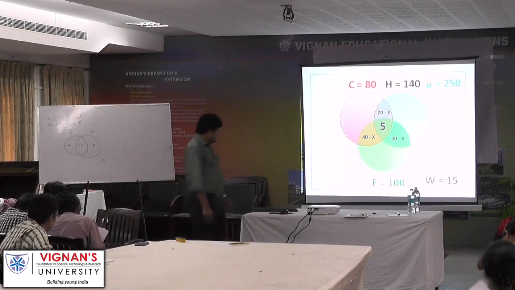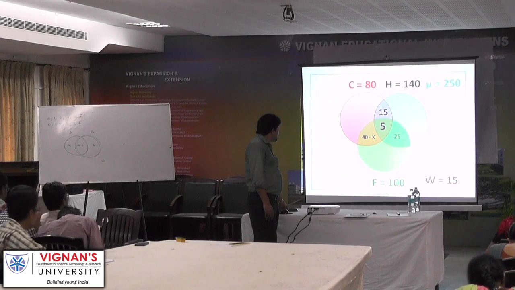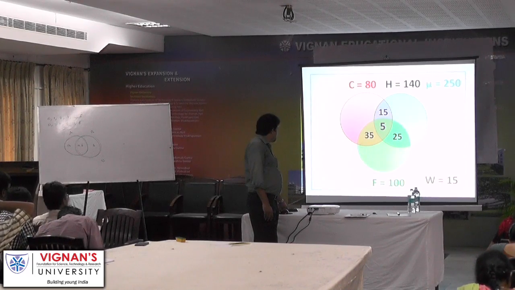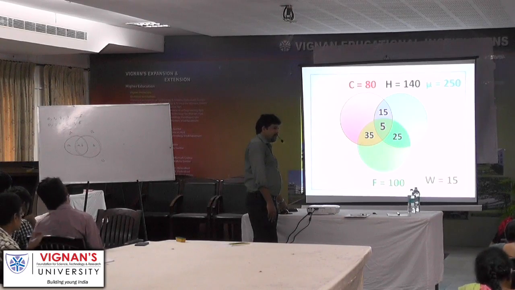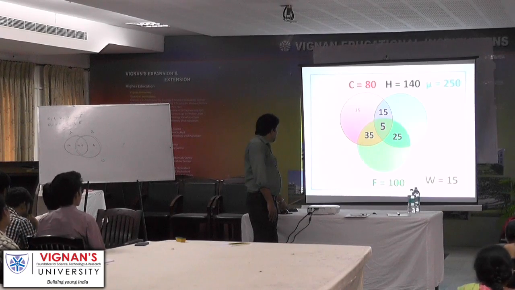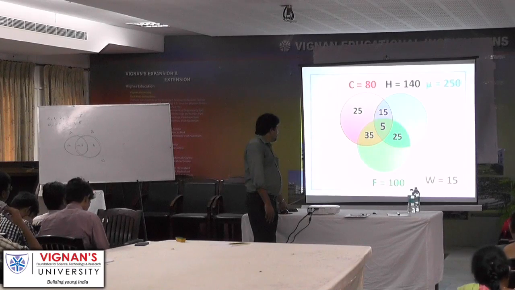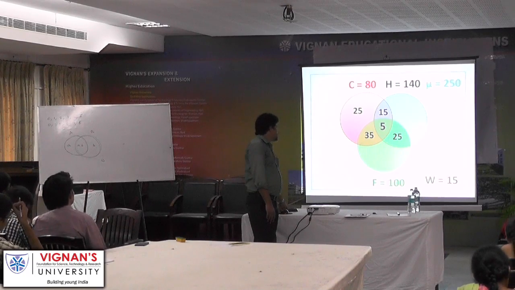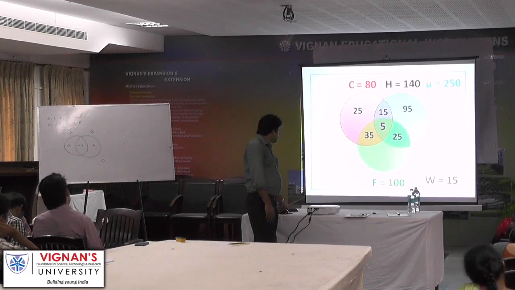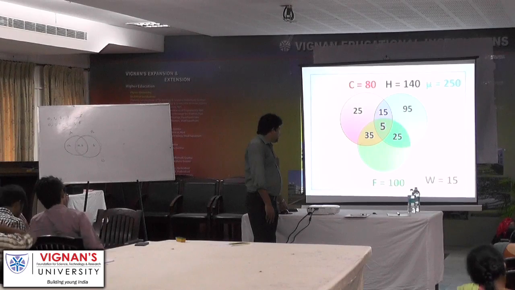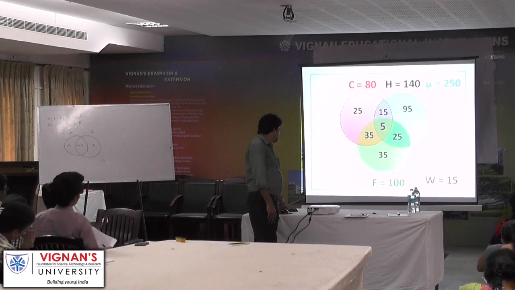Now this is 5. X is 5. So 20 minus x is 15. 30 minus x is 25. 40 minus x is 35. Now what is 15 plus 5 plus 35? 55. 80 minus 55, 25. Similarly 15 plus 5 plus 25 is 45. 140 minus 45 is 95. 35 plus 5 is 40. 40 plus 25 is 65. 100 minus 65 is 35.